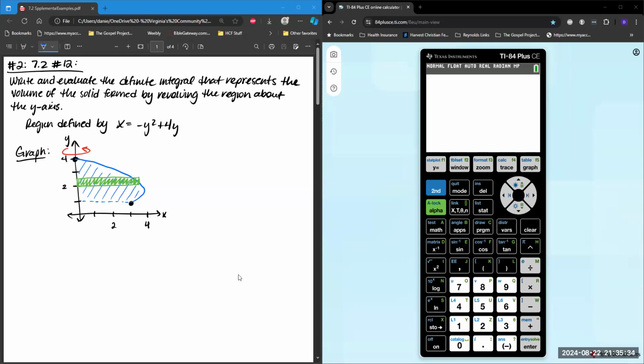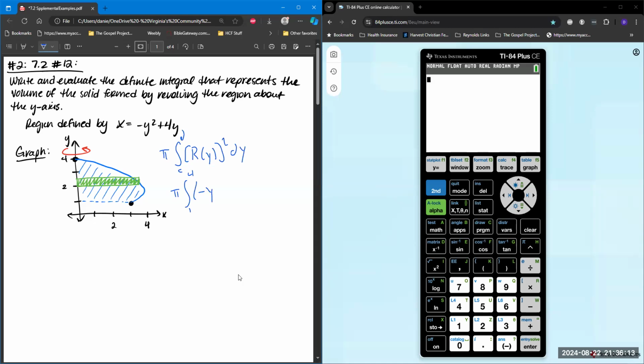Write and evaluate the definite integral that represents the volume of the solid formed by revolving the region about the y-axis. Our rectangle here, as we've drawn it, is perpendicular to our axis of rotation. So we're going to be using pi r of y squared dy, and we're going to go from c to d. This is 1 to 4 on the y-axis.